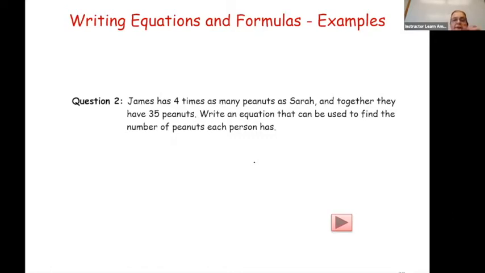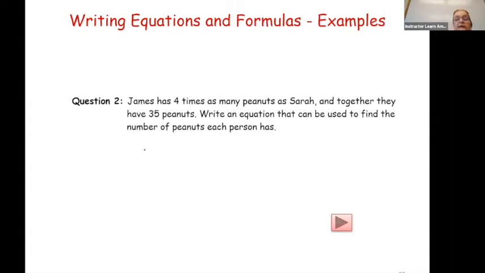Let's consider another question, a little more complicated. James has 4 times as many peanuts as Sarah. Together they have 35 peanuts. What equation could be used to find the number of peanuts each person has? Well, you want to set up something to stand for the number that James has and the number that Sarah has. So we need to have a variable for starters.